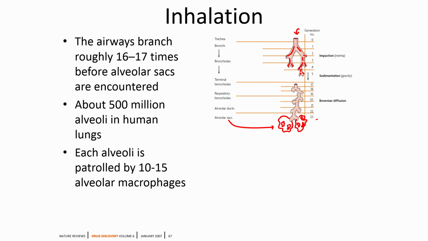Most of the time when you are trying to deliver drugs, you do not want to deliver to these alveolar macrophages. You want to deliver to maybe epithelial cells, maybe let it go to systemic circulation, and these macrophages impede those processes.